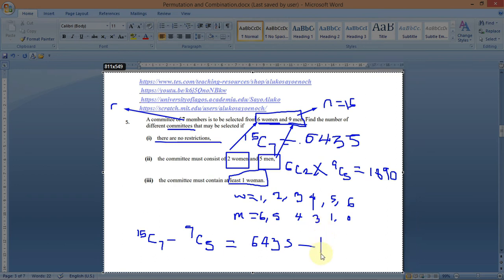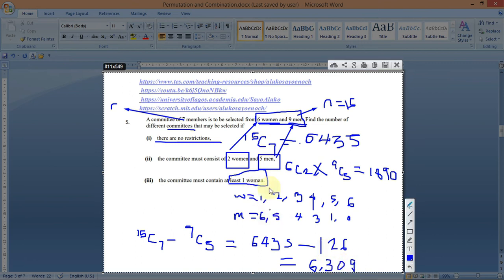126. Interesting. So what is the answer now? Let me do that again. 9 combination 5, am I correct? Yes, it's correct. So just do 6435 minus the answer. So that is 6,309 ways of doing that.